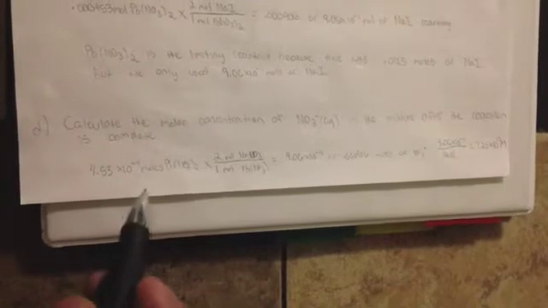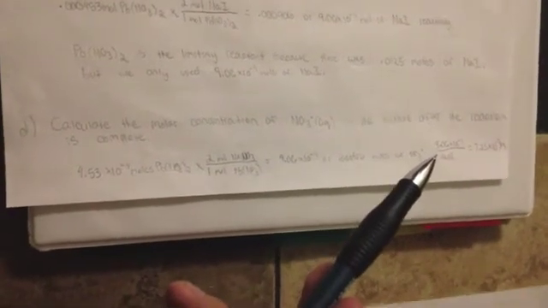For D, we need to calculate the molar concentration of NO3- aqueous in the mixture after the reaction is complete. We take the moles of Pb(NO3)2, which is 4.53 times 10 to the negative 4 moles, and we do the molar ratio of Pb(NO3)2 and NaNO3. For every mole of Pb(NO3)2, there are 2 moles of NaNO3, so the molar ratio is 2 to 1. We multiply 4.53 times 10 to the negative 4th moles of Pb(NO3)2 by 2, and we get 9.06 times 10 to the negative 4th moles of NO3- aqueous.